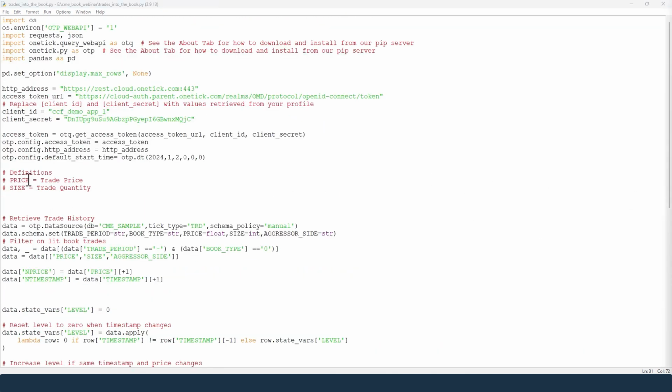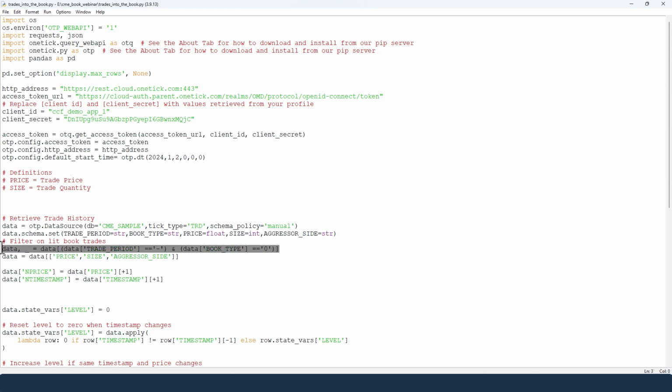So again, as I'm looking at trades, I have my trade price and my trade size. So first we're retrieving the trades, going to CME sample trades. I'm defining the schema that I want. So I'm interested in trade period, book type, price, size, and aggressor side.